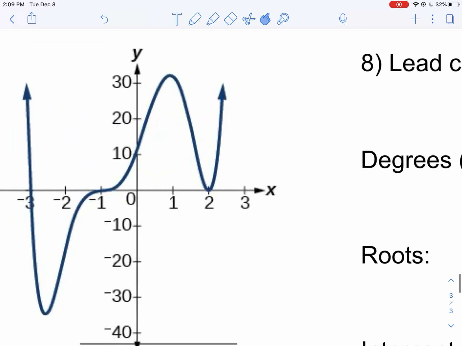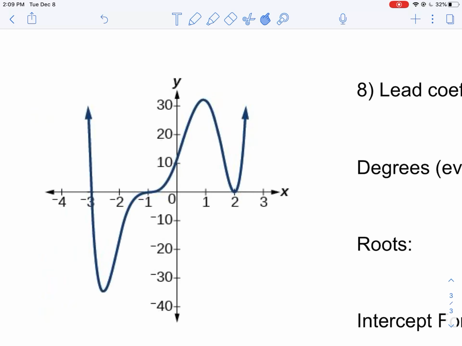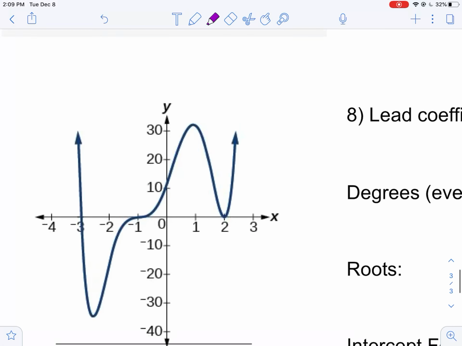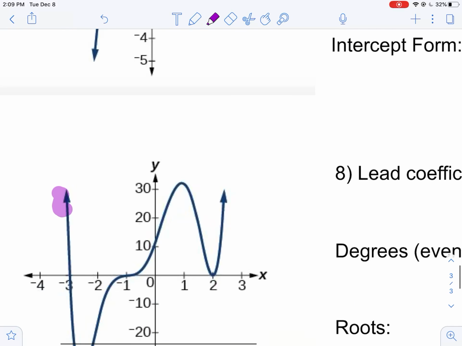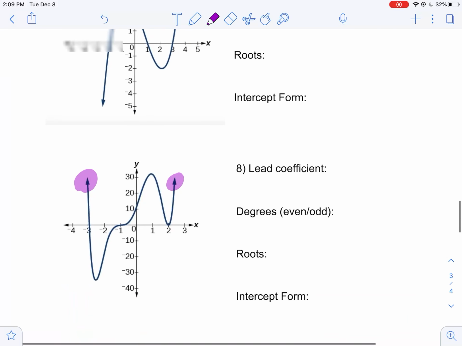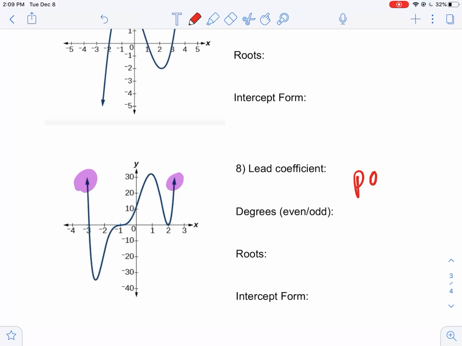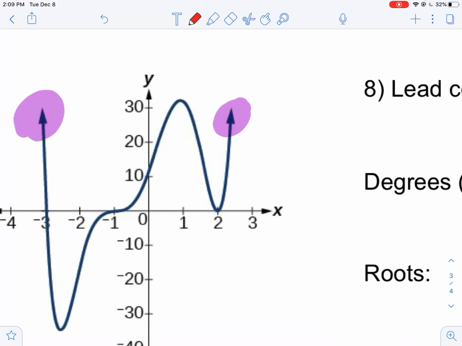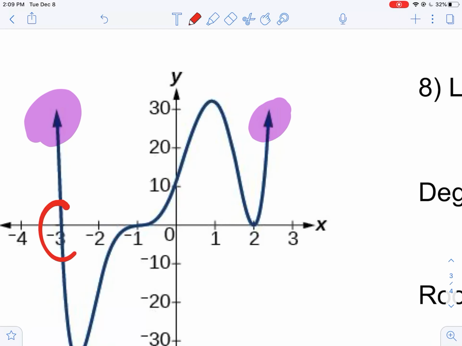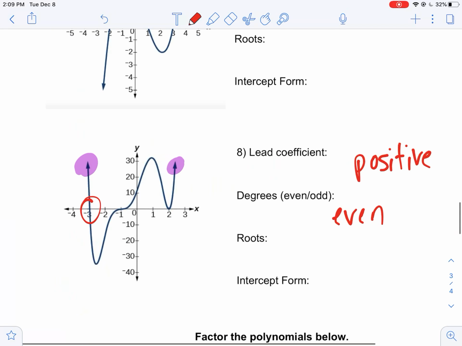Number 8's a little tricky. So we're going to talk about number 8. Now, first of all, it starts going up, ends going up. So we know it's going to be positive. And since it starts and ends in the same place, it's going to be even. As for our roots, notice right here it goes through -3. That's definitely a root.